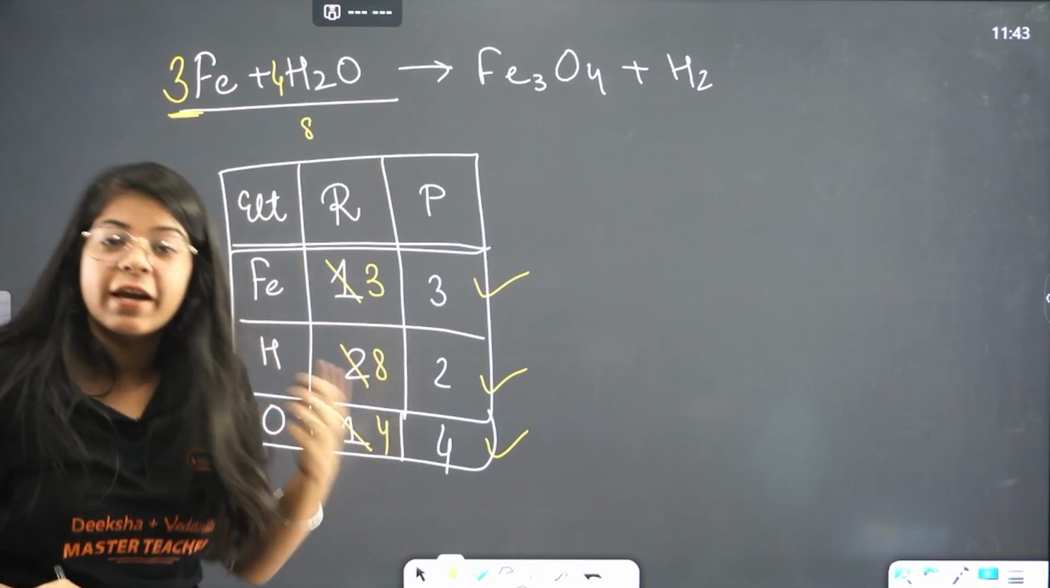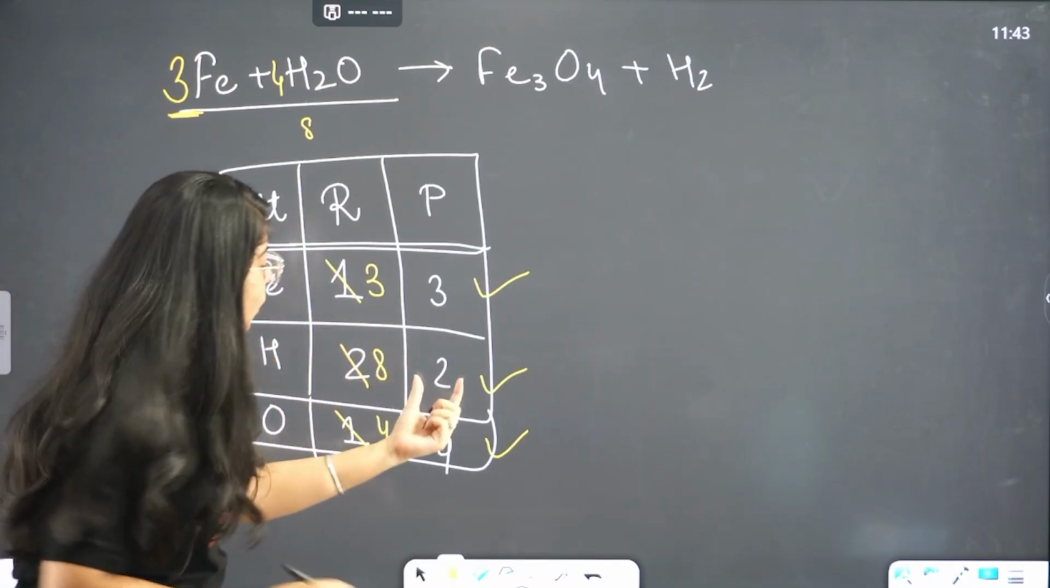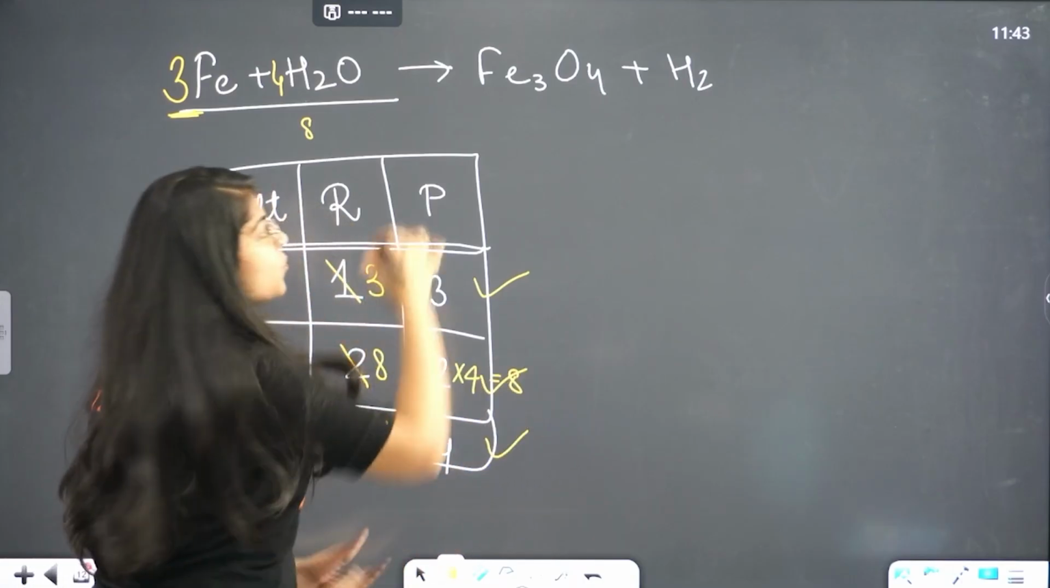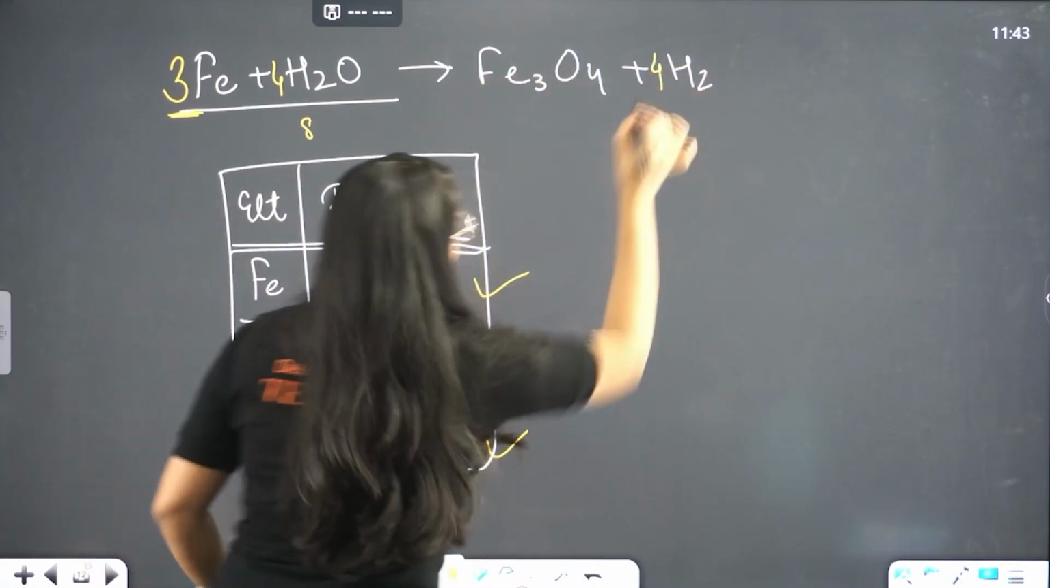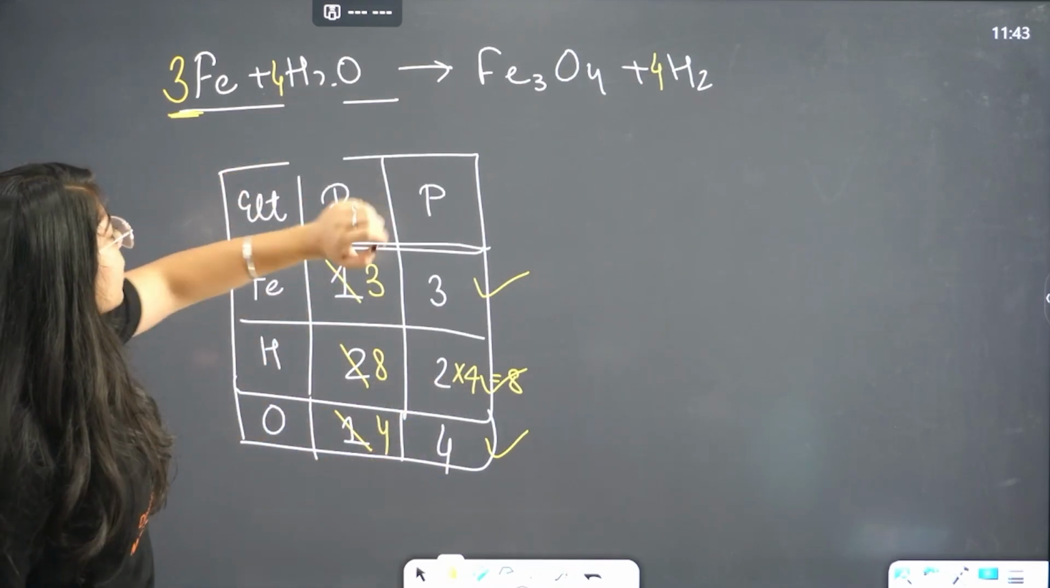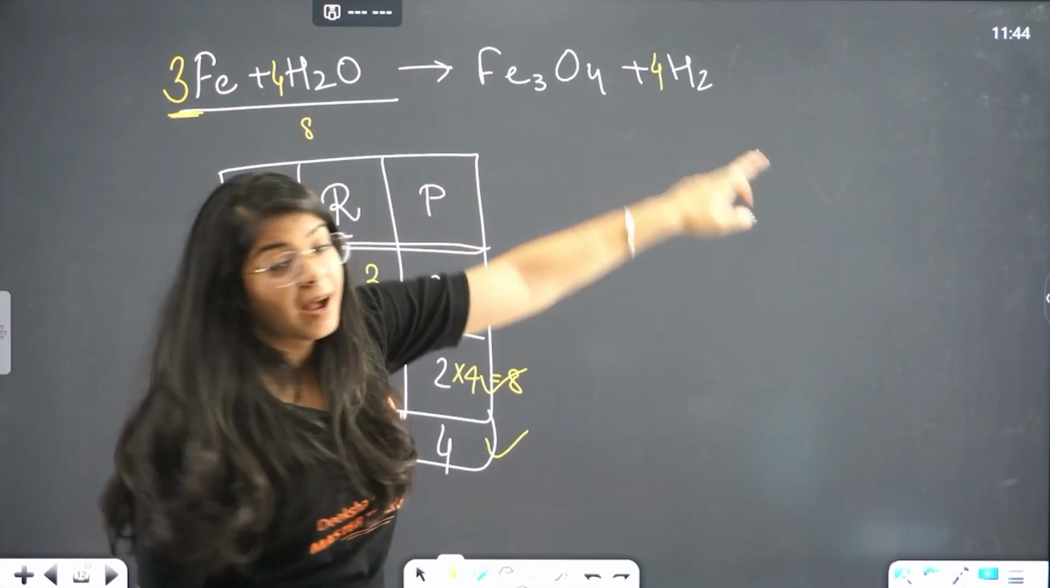So we have to again balance the hydrogen. Here is 2. If I multiply this 2 by 4, it will become 8, right? Now see hydrogen, 4 into 2, 8 hydrogens.